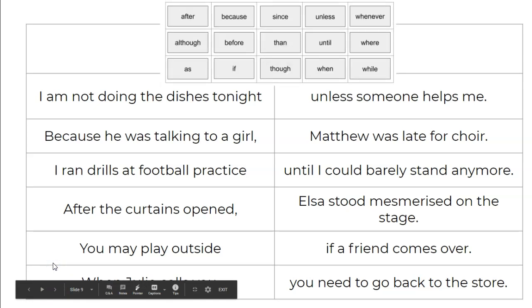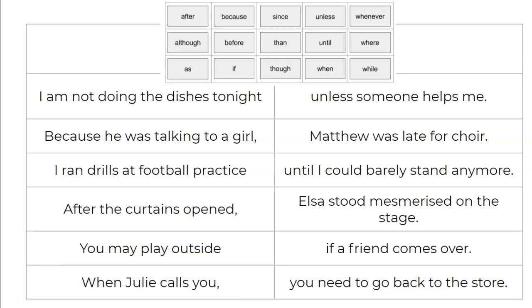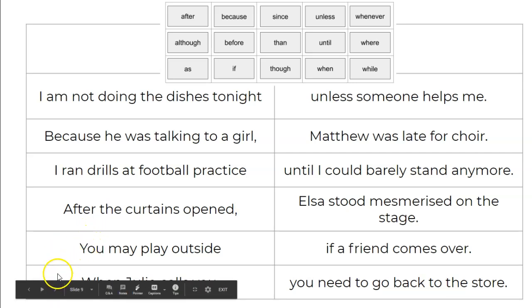Here are your subordinating conjunctions. Again, those were in the presentation, so that's what's going to be on Google Classroom. The first sentence says, I am not doing the dishes tonight unless someone helps me. Of those two parts, we need to first look for the subordinating conjunction. I'm not doing the dishes tonight unless someone helps me. So the subordinating conjunction is unless.